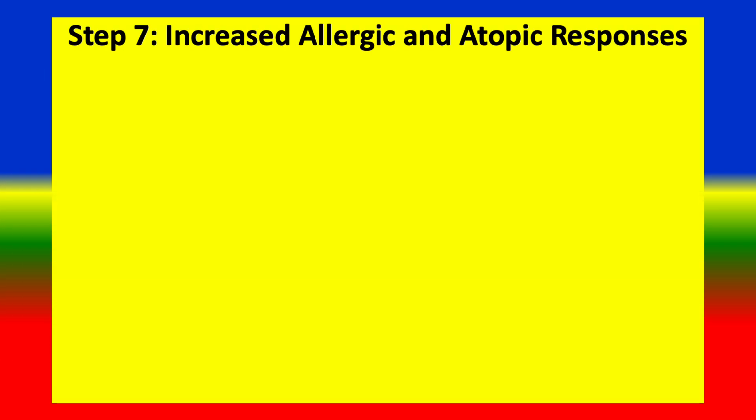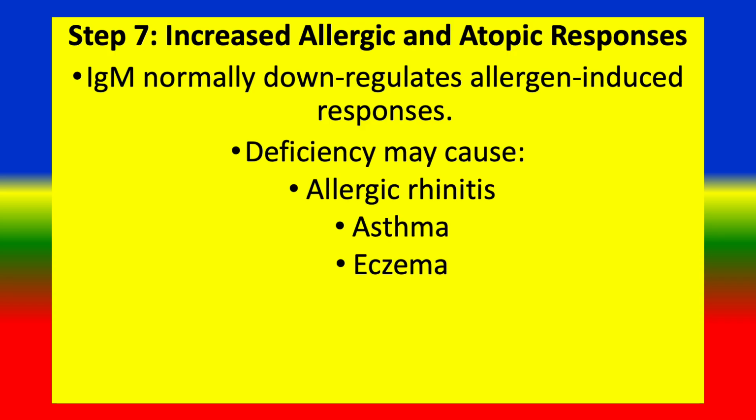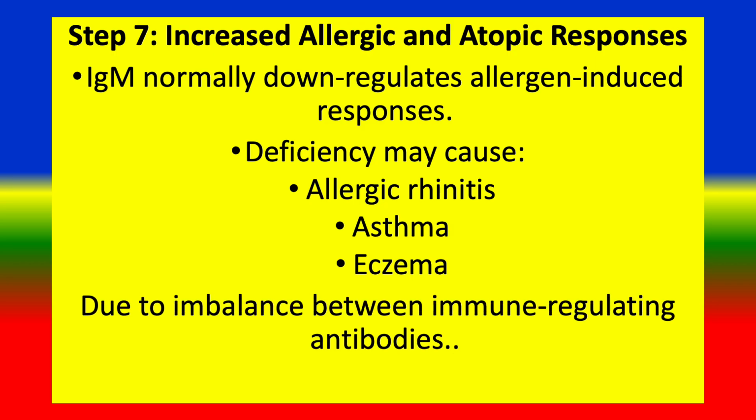Step 7, increased allergic and atopic responses. IgM normally down regulates allergen induced responses. Deficiency may cause allergic rhinitis, asthma, eczema due to imbalance between immune regulating antibodies.